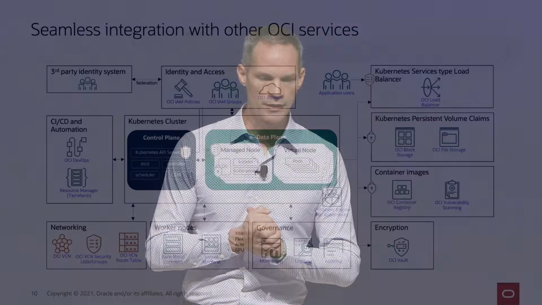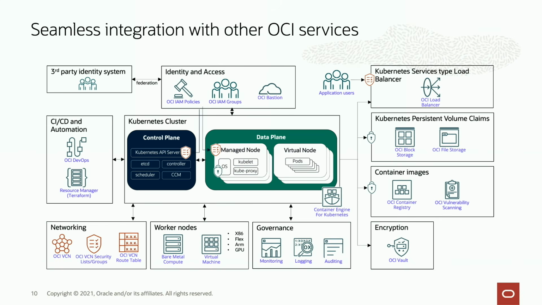So Kubernetes by itself is not enough, right? You need the integration. We talked about the integration with an identity system as the first thing that has to be configured. Storage is another one. So on this slide here, you see your Kubernetes cluster in the middle, and all the interactions that it has with the cloud services in OCI.